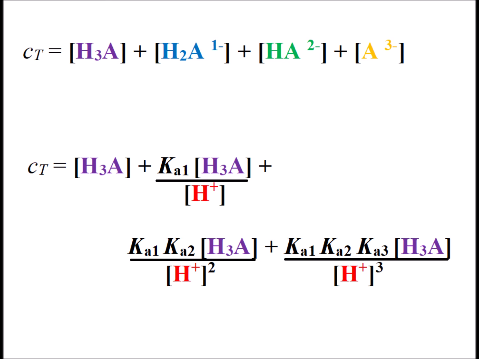In this slide, we repeat our definition of C sub T. And notice that all the species are color-coded to keep track of our definitions. And now we're going to replace each of those concentrations with the expressions that we derived in the first 3 or 4 slides, so that we get a complicated expression for C sub T. Notice that every single term involves the concentration of H3A. And the fact that that is a common factor is going to be very useful in the remainder of our derivation.